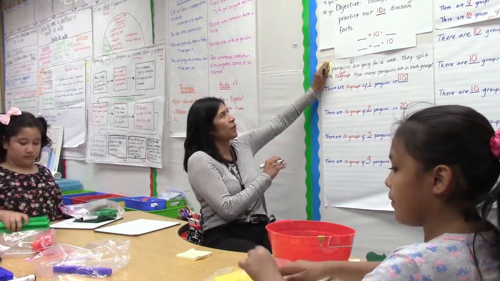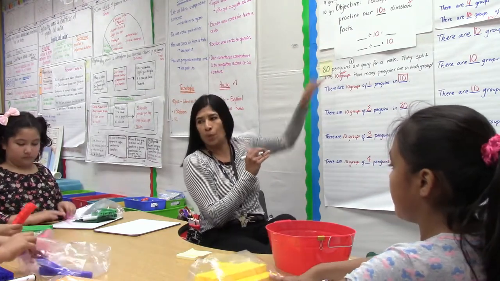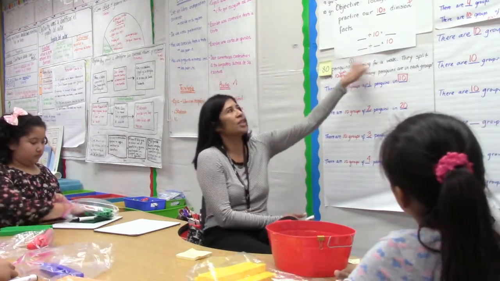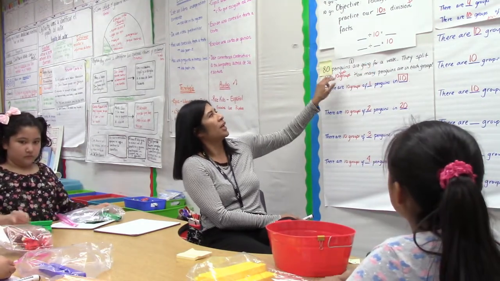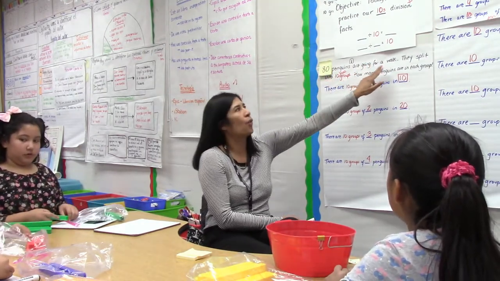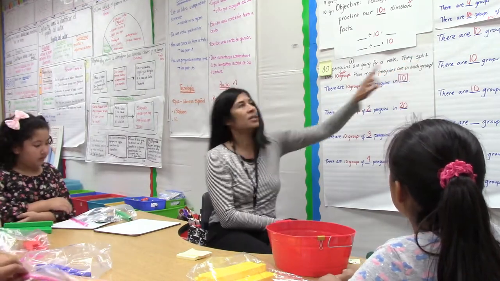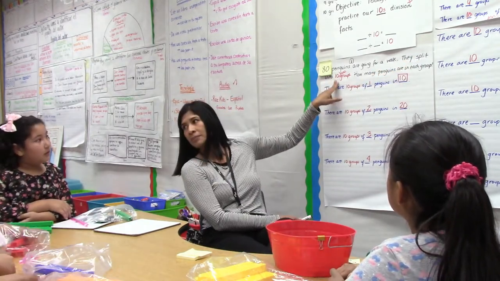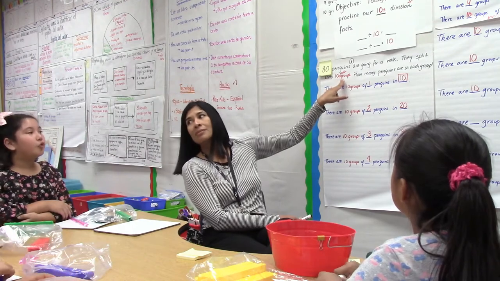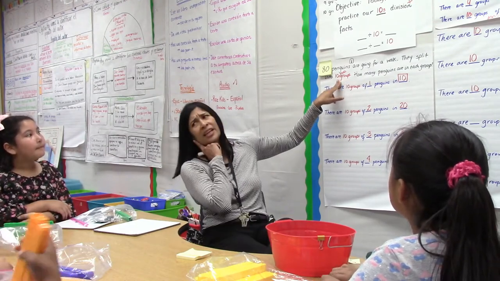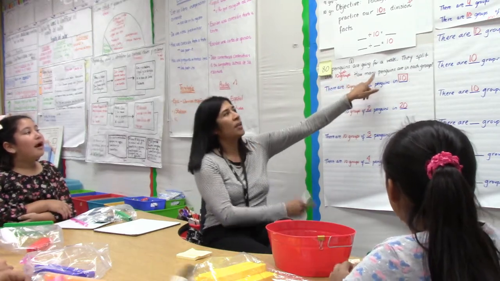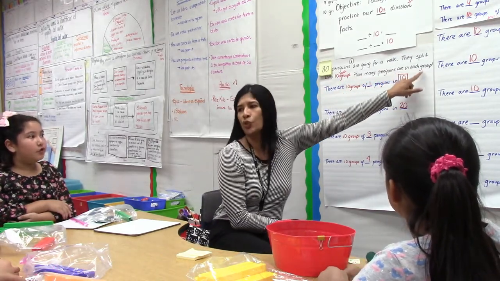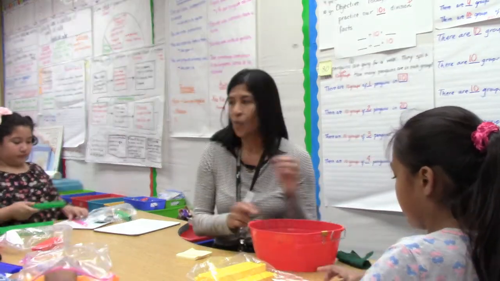So can we read the story just one more time, and then you show me with your blocks how to model this situation right here, right? Everyone, 3, 2, 1. 80 penguins are going for a walk. They split into 10 equal groups. Can we say that again? 10 equal groups. How many penguins are in each group? So that's what we're trying to find out. Can you show me with your blocks how we can find that out?